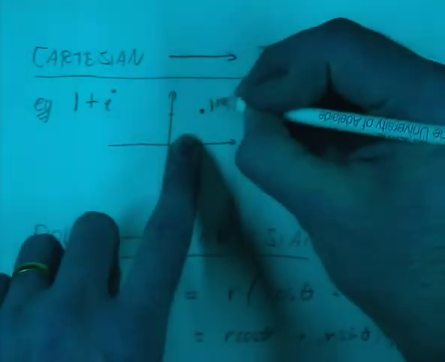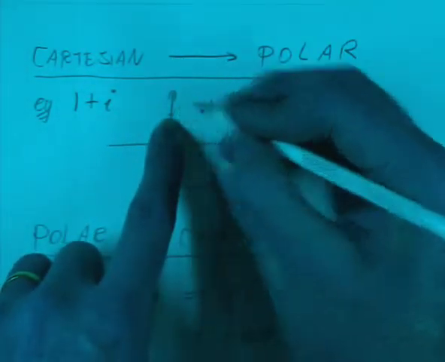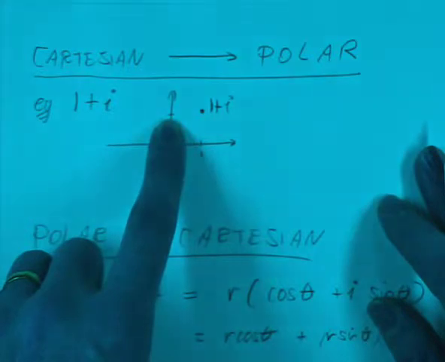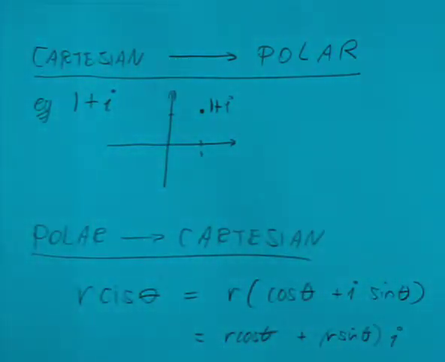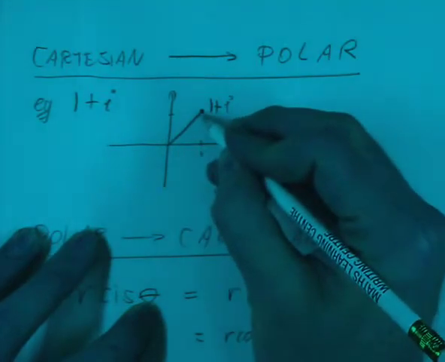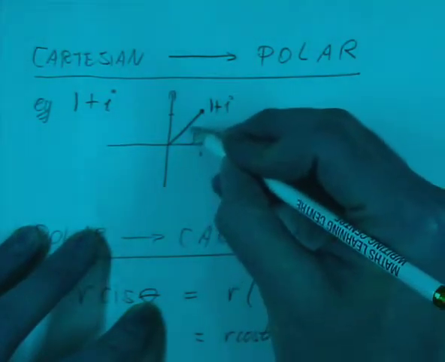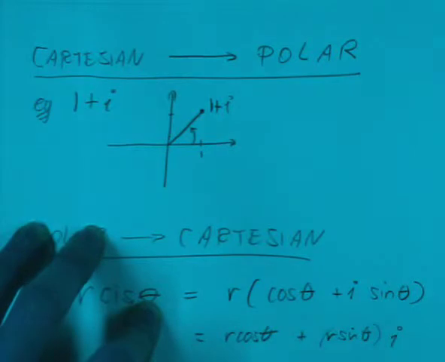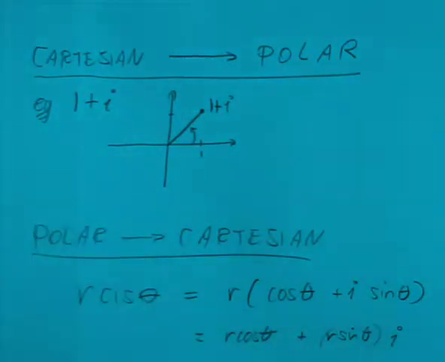So this is 1 plus i here. It's 1 on this axis and 1 on this axis. So that's how to draw it. And to find it in polar form, I just need to draw it as the length and the rotation. So here's the length there, and I want to know what that angle is there. Because the length will be the r in polar form, and the angle will be the theta in polar form.